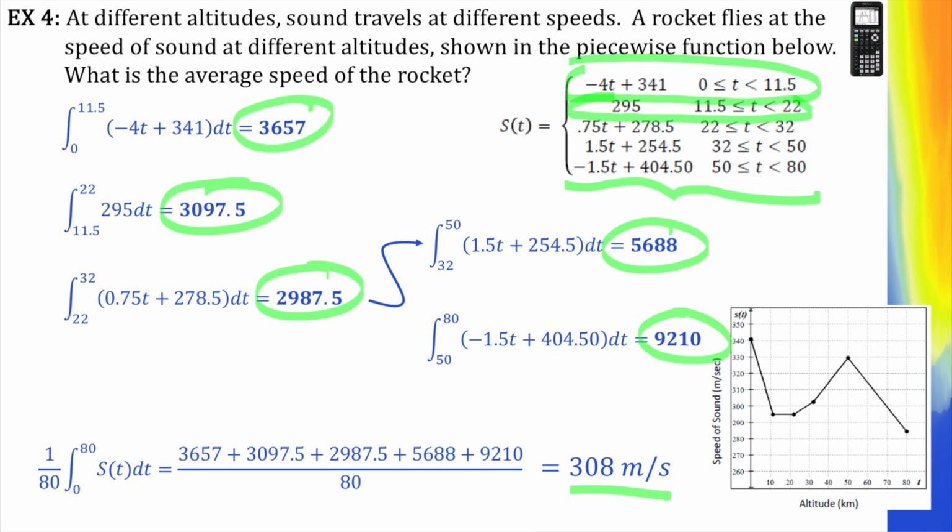And if we graph that at 308 meters per second, you can see it's right in the middle of all of that. So that's a quick introduction to applications of integration, but there's so much more we can do with it.